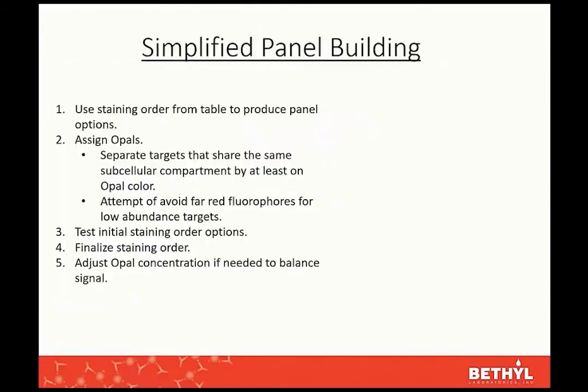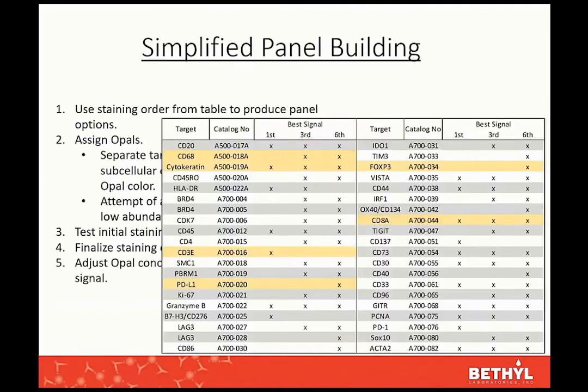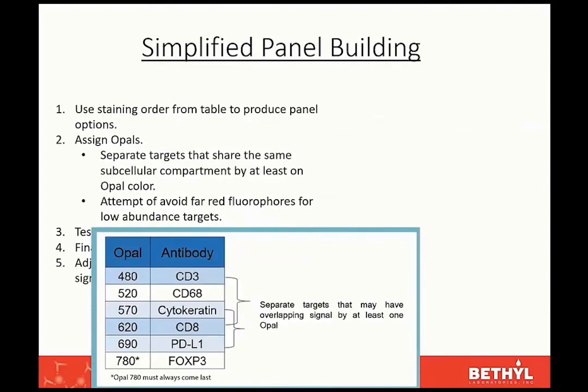So what we have is a way to provide our customers with a simplified way to build a panel. And that is, you simply read the staining order off of our tables, and you use those to build options of panels. You're going to have options of where to put them. Hopefully, we reduce that to the fewest options available. And then you're going to assign an Opal.